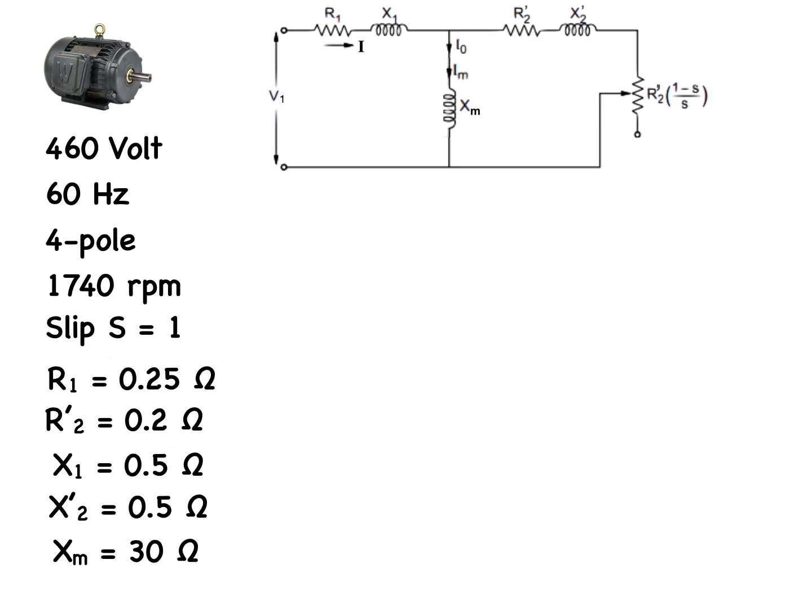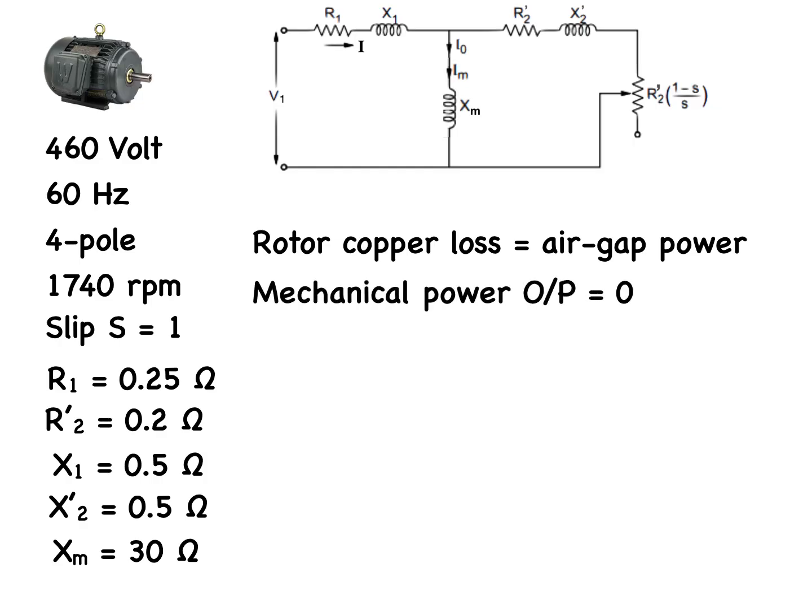At standstill, the slip is equal to 1. This means that all of the air gap power is dissipated as rotor copper loss. No mechanical output exists, but the air gap power still produces torque.